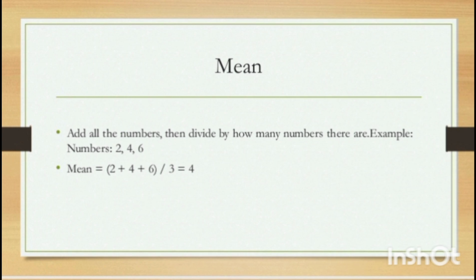For example, we are given the data set 4, 5, 6, 7, 9. Mean is equal to 4 plus 5 plus 6 plus 7 plus 9 divided by 5. Then add all the data values. The addition of all this data is 31. Then divided by 5, the mean is equal to 6.2.